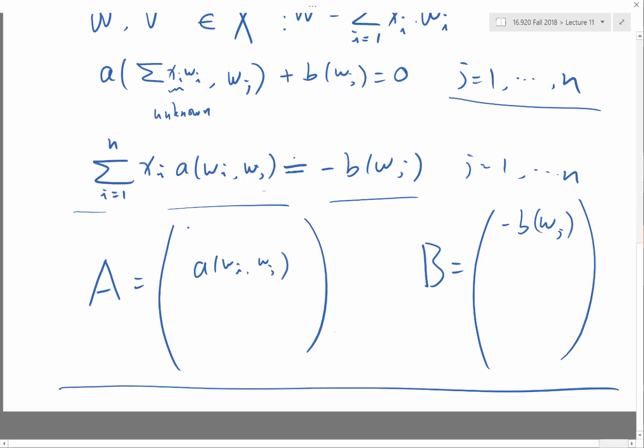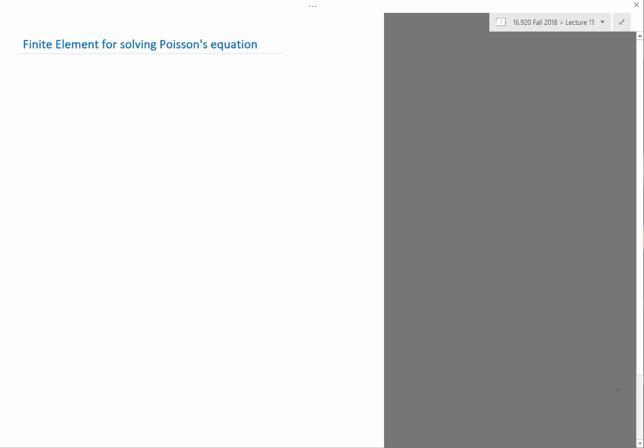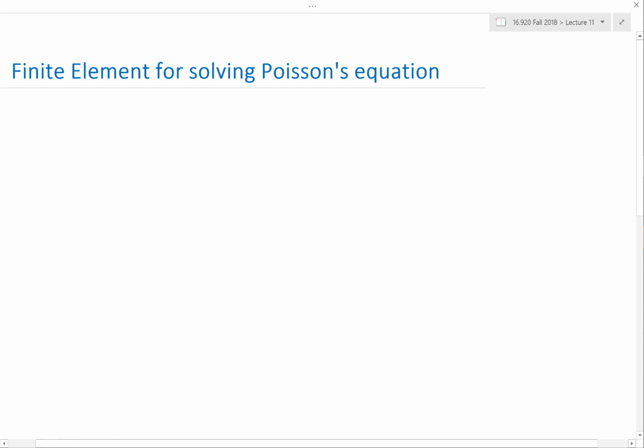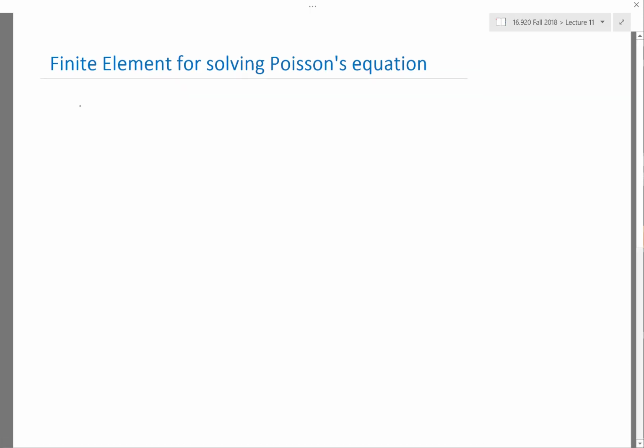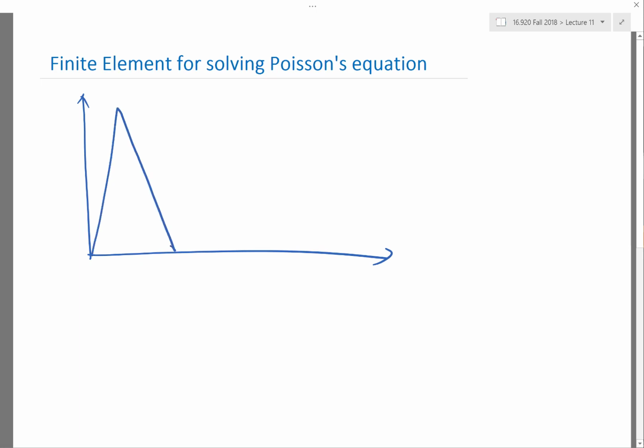Now, up to now, I have not yet defined what kind of space I'm in. As long as I have a finite dimensional space, as long as I can find a set of basis functions, this is the same. But now to actually start to compute the A's and B's, we need to specify what the basis functions are. And we started in the last lecture by defining a particularly convenient set of basis functions. That's the nodal basis functions, right?